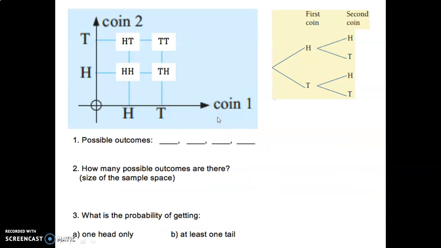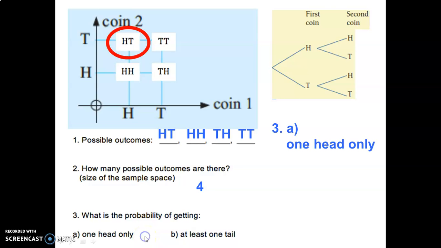Okay, let's try a problem here. Let's list all the possible outcomes of the double coin flip. We have these possibilities. So how many outcomes are there? How big is our sample space? 4.